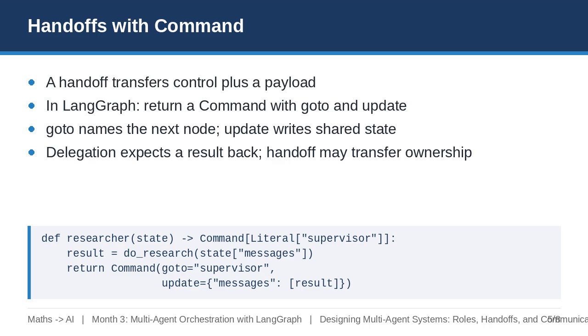In LangGraph, an agent performs a handoff by returning a command object. The goto field names the next node to run, and update writes new data into shared state. Here the researcher finishes its work and hands control back to the supervisor along with its findings. Note the distinction: delegation means you expect a result returned for a subtask, while a full handoff can transfer ownership of the conversation entirely.